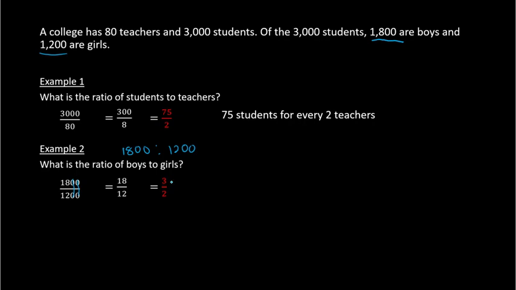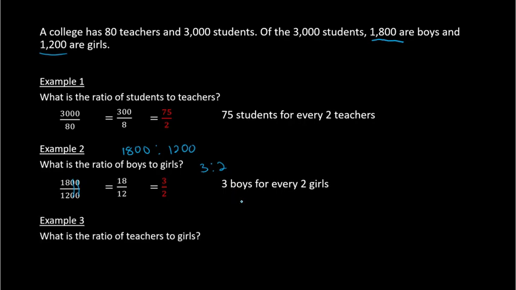So our ratio in simplest form would be 3 over 2, or with a colon, you can write that as 3 colon 2. So the ratio is 3 to 2, so that means we have 3 boys for every 2 girls. So that is the ratio, 3 to 2.